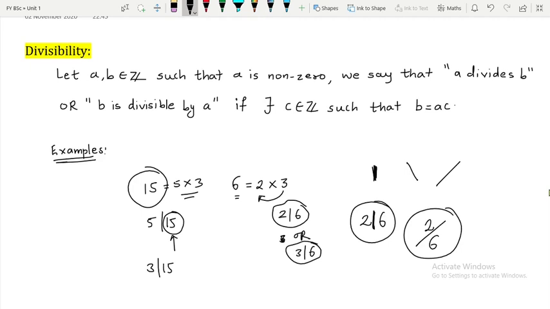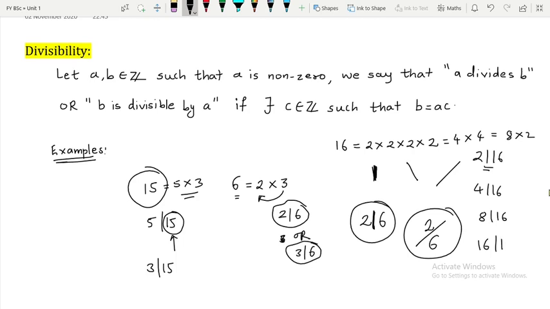Now if I go for another number, let me say 16. How can you write 16? 2 multiplied by 2 multiplied by 2 multiplied by 2, right? So here I can say that 2 divides 16, obviously, but if you observe properly, it can also be written as 4 multiplied by 4. So we can also say that 4 divides 16, that is also right. Even it can be written as 8 multiplied by 2, so we can also say that 8 divides 16. I hope you are getting my point. And even you can say that 16 divides 16, this is also right.